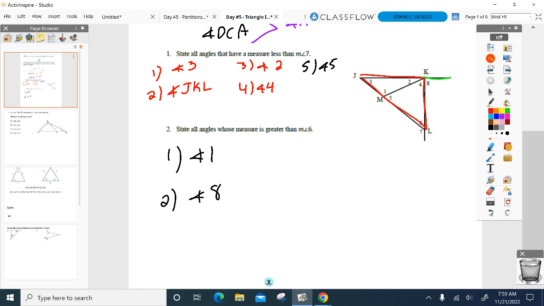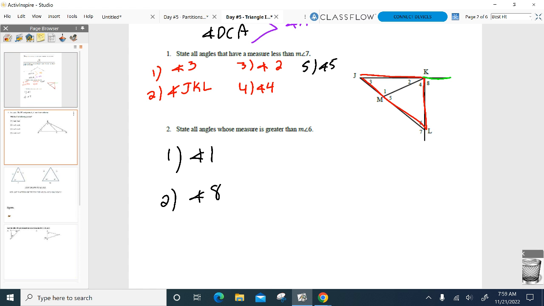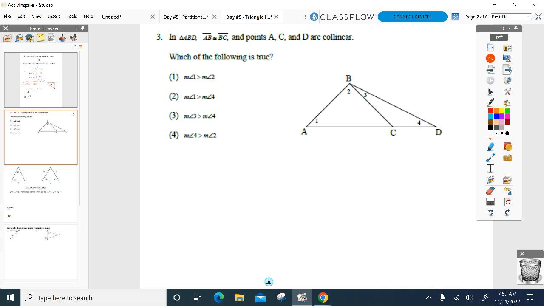Questions before we get to a big one? Ooh, this one's a tough one. Ready? In triangle ABD, AB is congruent to BC. Everybody stop. What else is true? A theorem from last unit. If those 2 sides are true, Rachel, let's roll.